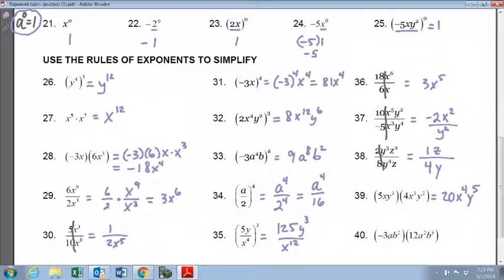And similarly in number 40, we're going to get negative 36 when we multiply the numbers. A times a squared is a cubed, and b squared times b to the 3rd is b to the 5th. And that's it for this video.